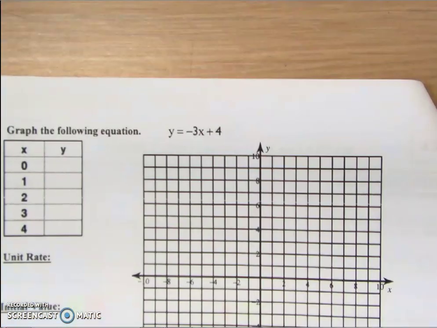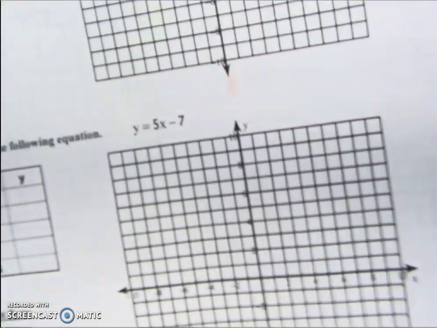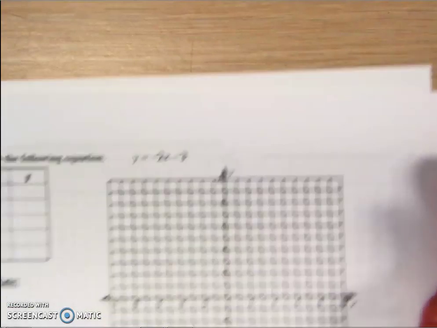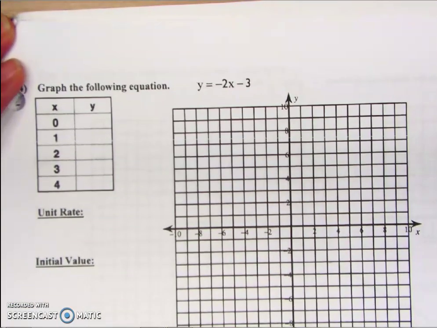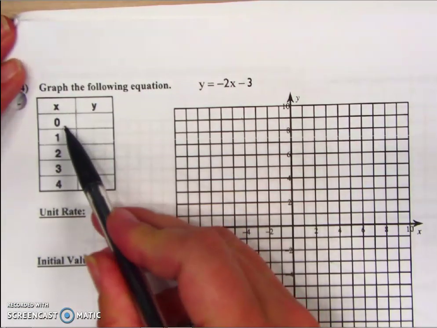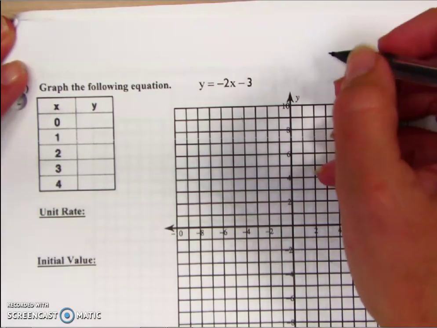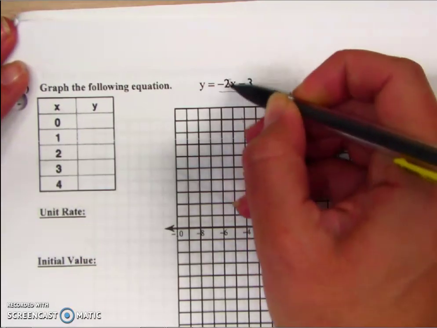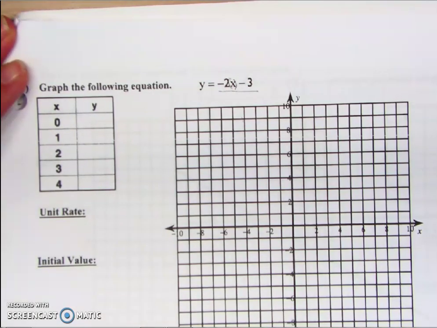All right, I am going to skip over y equals -3x plus 4 and y equals 5x minus 7, number 3. And we're going to go over here to number 4, y equals -2x minus 3. So let's go ahead and start plotting some points on this. If I plug in 0 here, remember that means in place of the x, I'm going to plug in a 0.